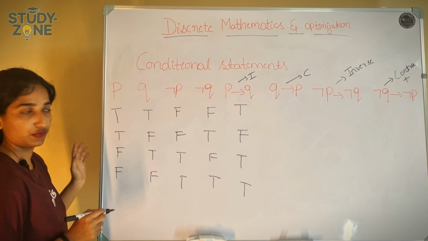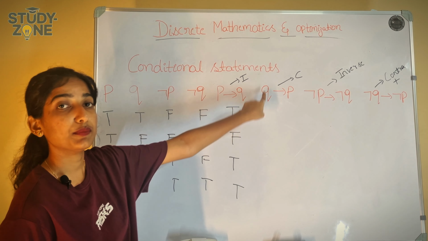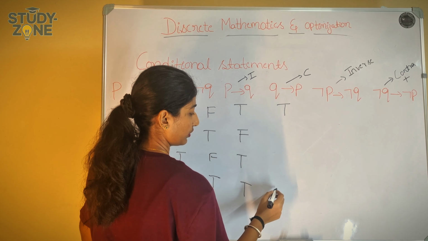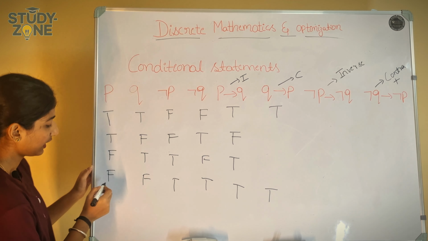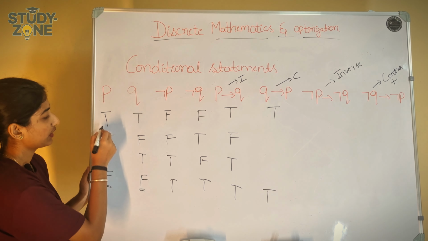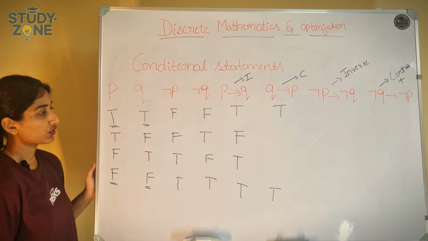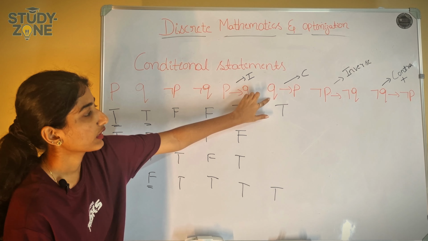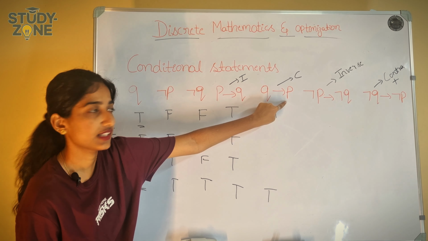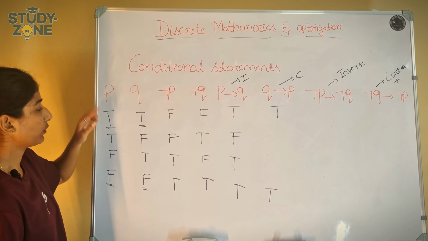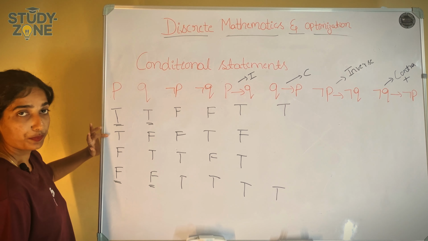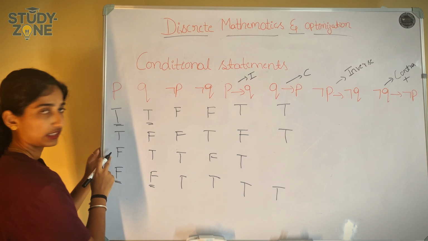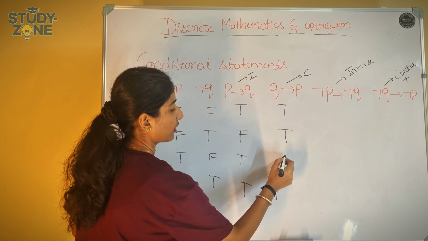So don't get confused. And then Q implies P. So what we have to do? First we have to fill true, true, correct? Because here there is false, false, true and true. And then what we have to do? We have to look at, now be clear, at last there is P. So you have to look at the column of P. So here there is true, so you have to write true. And here there is false, so you have to write false.